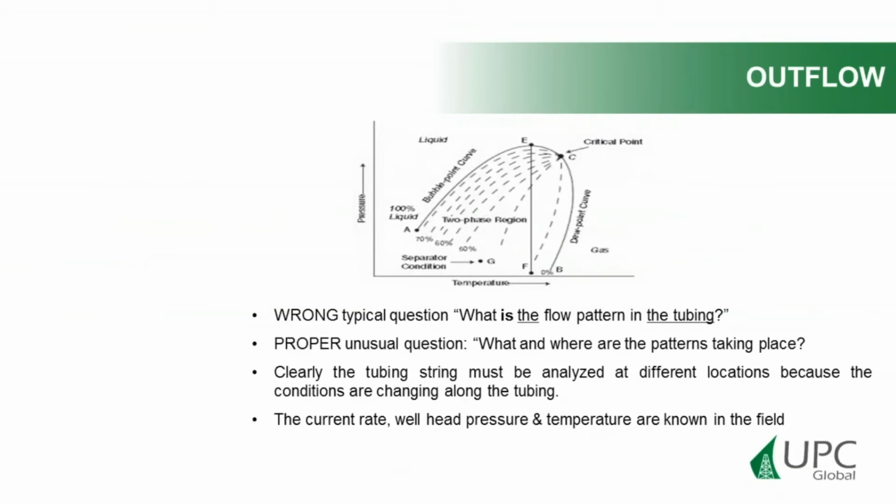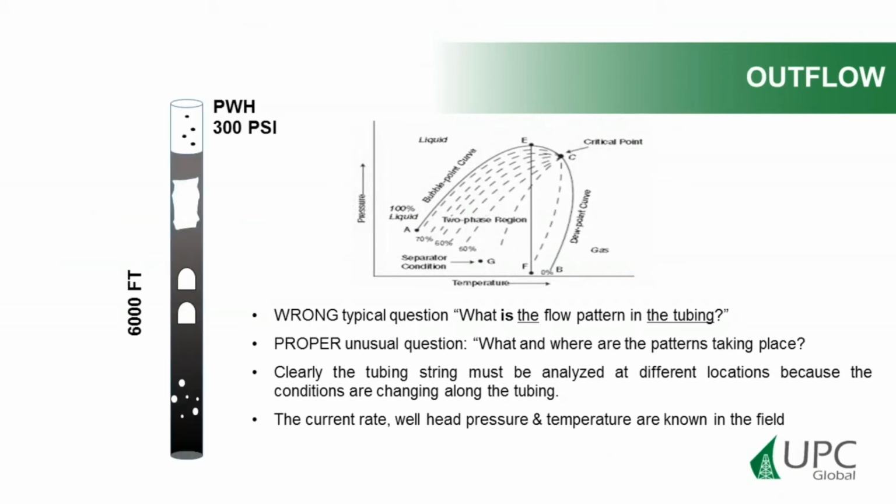Typical question, wrong typical question: what is the flow pattern in the tube? This is not a proper question because the flow pattern can change along the tube. The proper, unusual question, which nobody asked me, is: what and where are the flow patterns taking place in the tubing? Clearly, the tubing cannot be analyzed as a single piece because there is no single equation for this. You have to divide the tubing in segments and then make the computation.